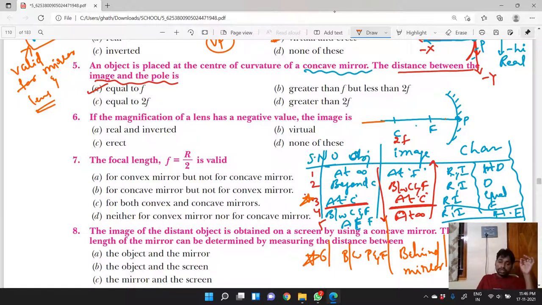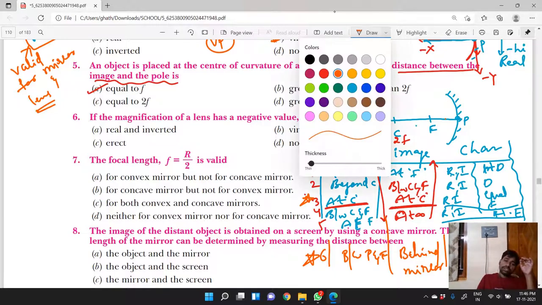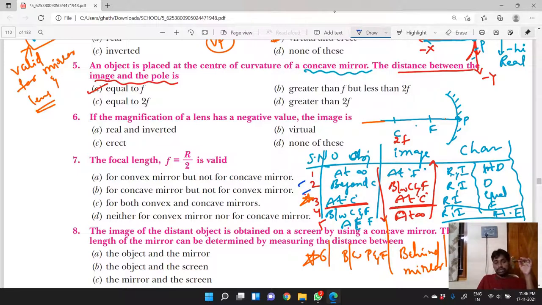Why this case is important: in all other cases the concave mirror forms a real image, but in this case it forms a virtual image. So the chance of the examiner focusing on this question is very high, so please try to concentrate on that question.